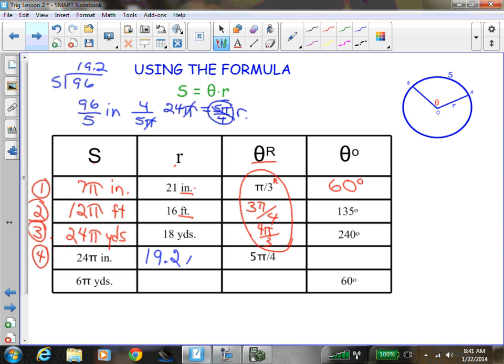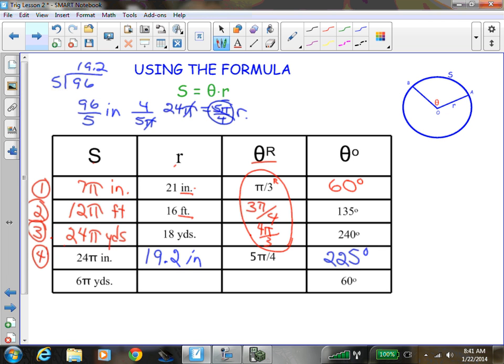This will be on the part of the test where you don't have your calculator, so you might be inclined to write the 96 over 5 there. But when you're just doing the homework and you have your calculator, you probably would write that as the 19.2. Now, just to finish the chart, what's 5 pi over 4 in degrees? How much? 225. It's 225 degrees.